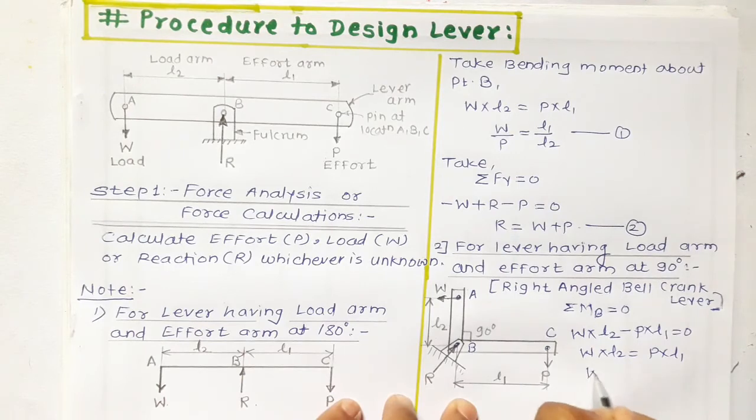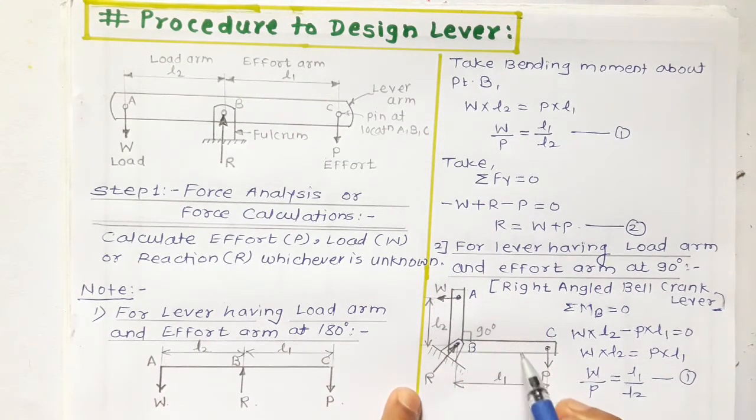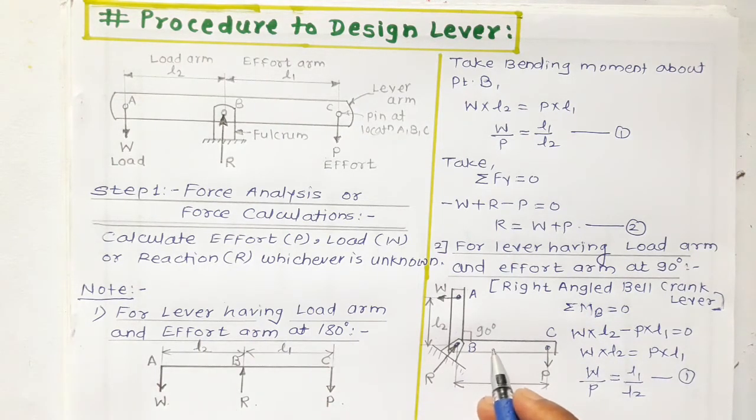So we get the same ratio as we got for the first case, that is W upon P is equal to L1 upon L2. This equation number 1 can be used to find out either P or W, whichever is unknown. Generally W will be given and effort P we have to determine. Now the second case, to find out reaction R, we have to use directly this relation.